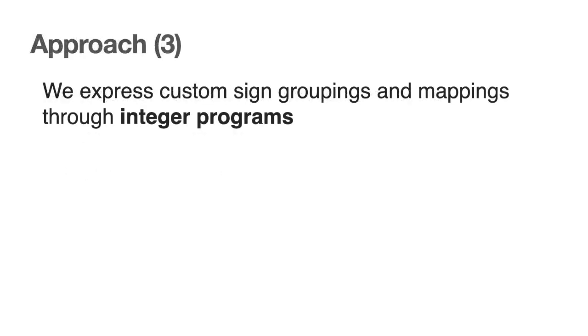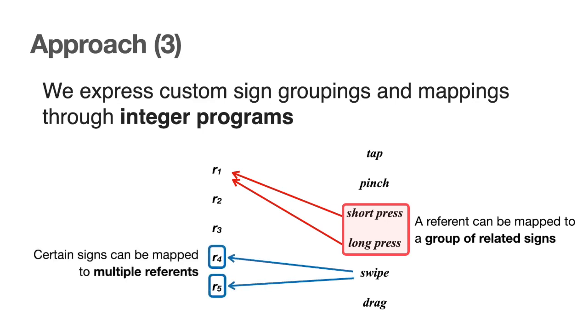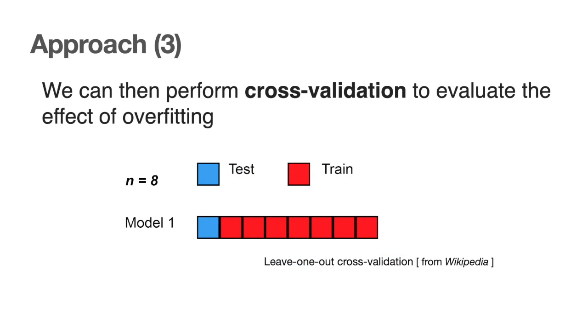To deal with this problem, we introduce a formal method for expressing custom design constraints as integer programs, a special type of linear programs. Given a set of referents and a set of observed signs, the approach enables the designers to map a referent to a group of related signs or map selected signs to multiple referents. Since we can computationally define the problem, not only can we optimally solve it, but we can further cross-validate the result to evaluate overfitting.